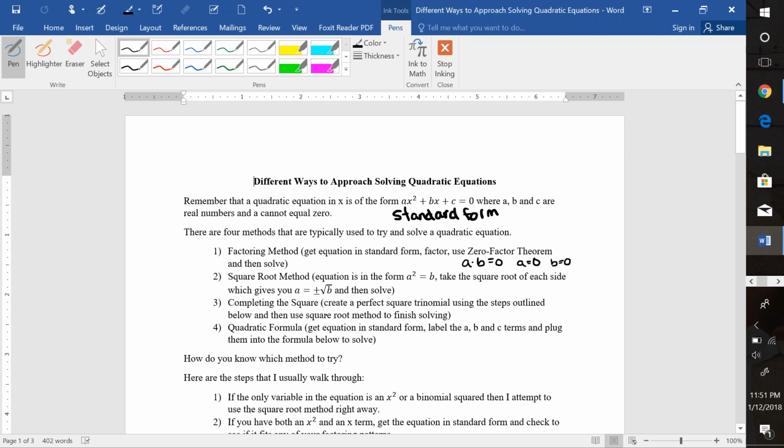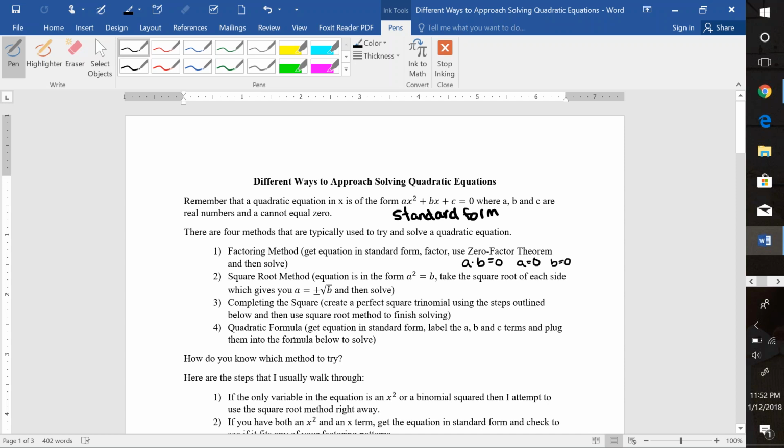In the completing the square method, we try to create what's called a perfect square trinomial, and we'll show you what that looks like in a second. And we'll have some steps on how to do that. And then you use the square root method to finish solving it. So essentially you're setting yourself up so that you can use the square root method. And there are very specific steps that we follow to do that.